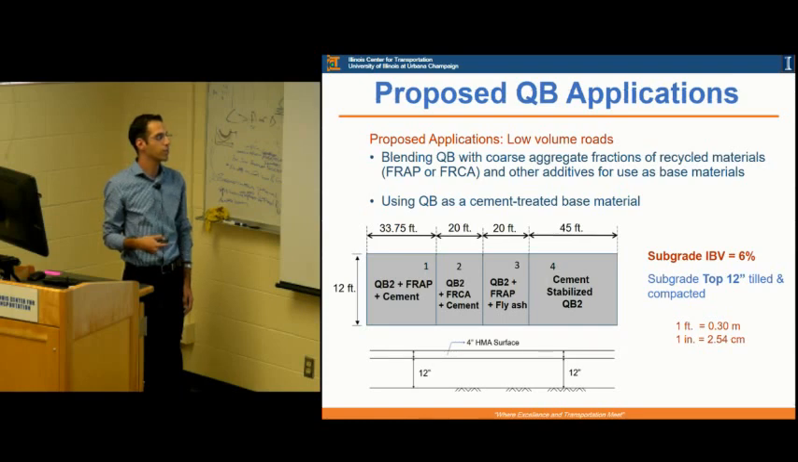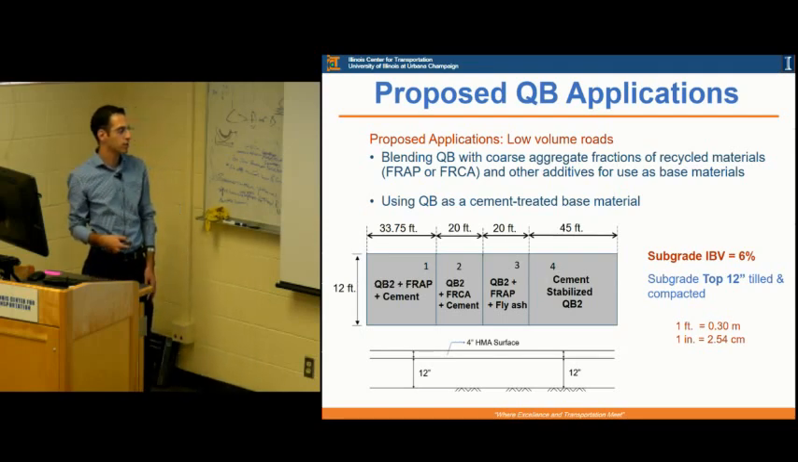The same thing, but replacing the RAP with fractionated concrete, and the same thing, but using quarry byproduct, RAP, and fly ash, 10% fly ash by weight of the quarry byproduct and the RAP. And then we had one test section that has a cement stabilized quarry byproduct, just the quarry byproduct itself, with 3% cement by weight. And those are low volume roads applications, so they are 12-inch base material topped with 4 inches of HMA surface.